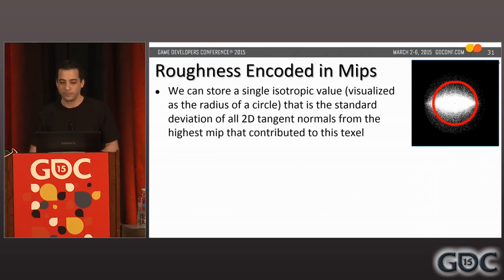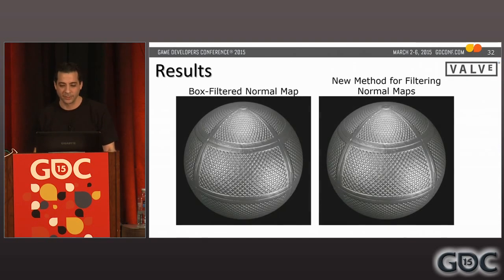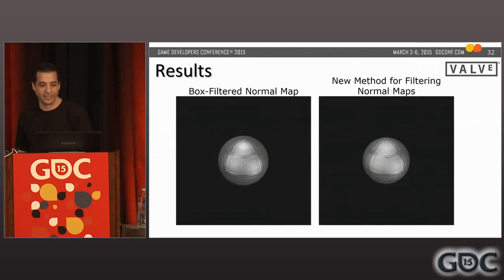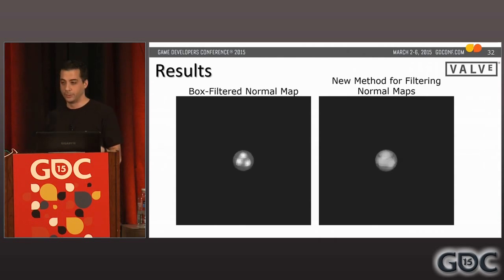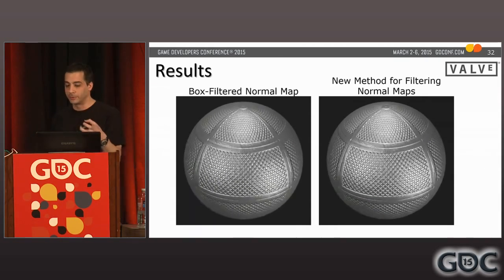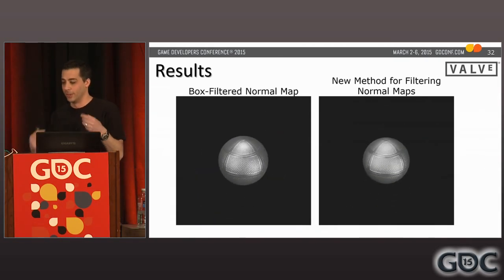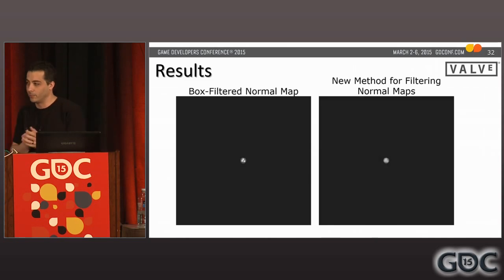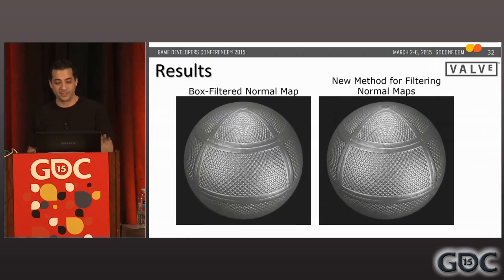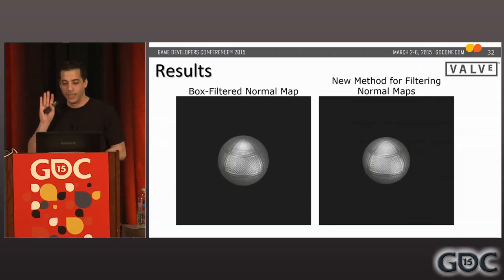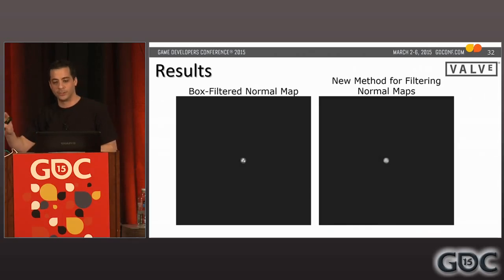Okay? So let's take a look at what that looks like. I'll get into how we do it. On the left is just a simple box filter normal map. On the right is using this roughness information, the standard deviation that we retain through our whole pipeline and apply in our shader. Instead of going to this glossy mess on the left, it retains the correct look that you want on the right.